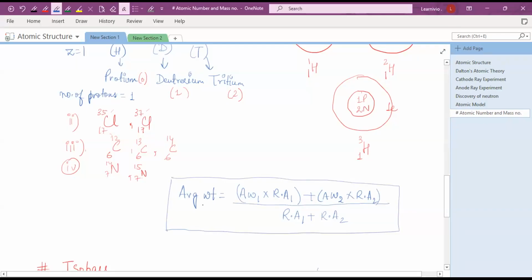Okay, some questions are given in the NCERT, first chapter, you can see. Here they have given the isotopes of argon and their relative abundances. You don't have to do anything else, you just have to put in the formula. Just remember this formula for average atomic weight, right? Just substitute the values and you will get the answer. It's very simple.